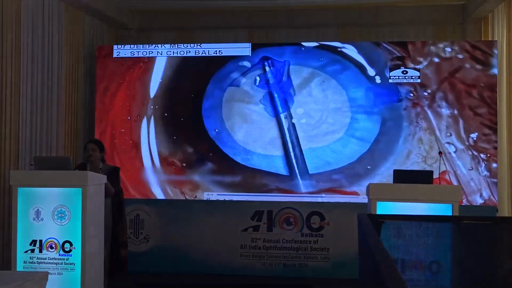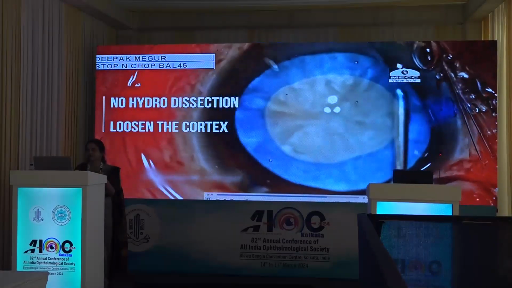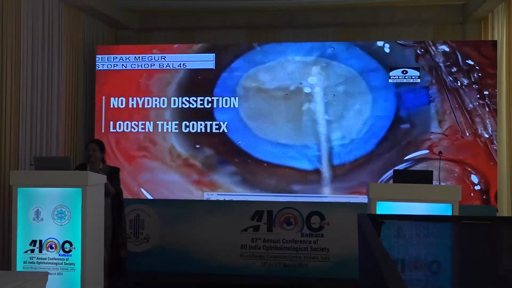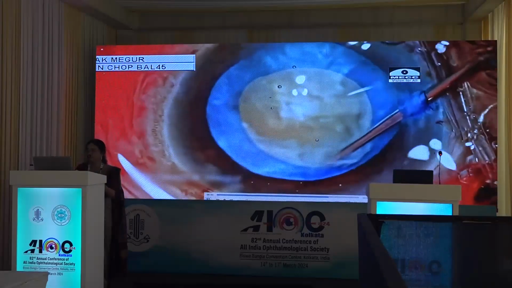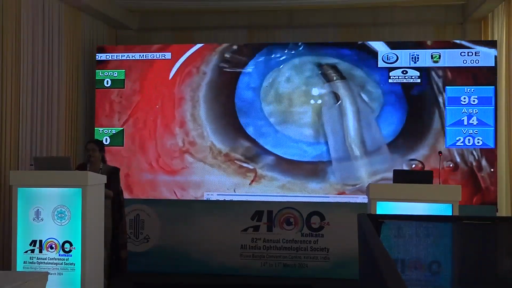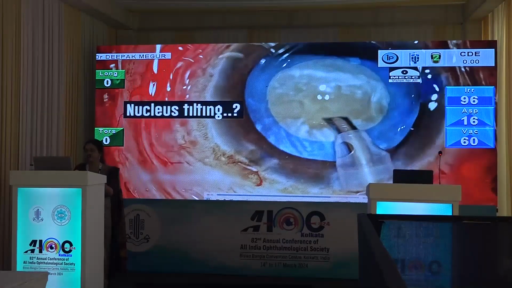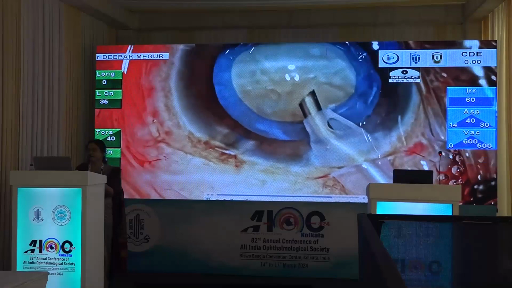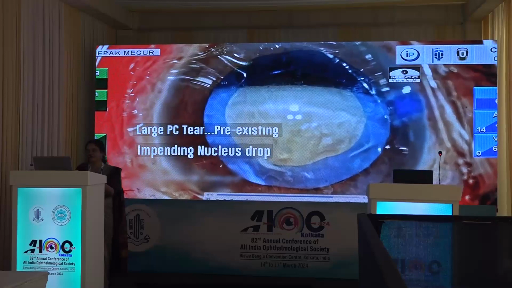Coming to the last case, this is a deep AC. Here we can see that a gentle hydrodissection is being carried out. Just when the first step of phaco is being begun, you see that the nucleus starts to tilt. So in this situation, when the entire nucleus is within the bag and it is trying to go down, you have no other option but to convert it to small incision cataract surgery.